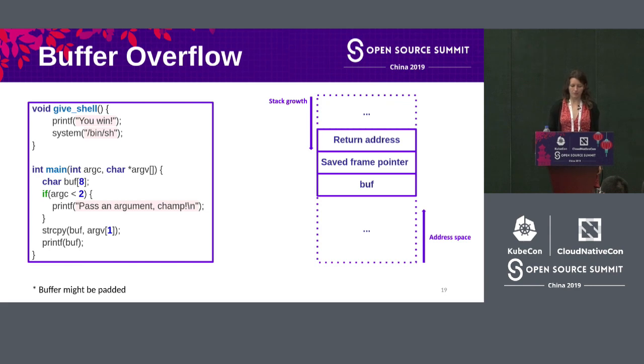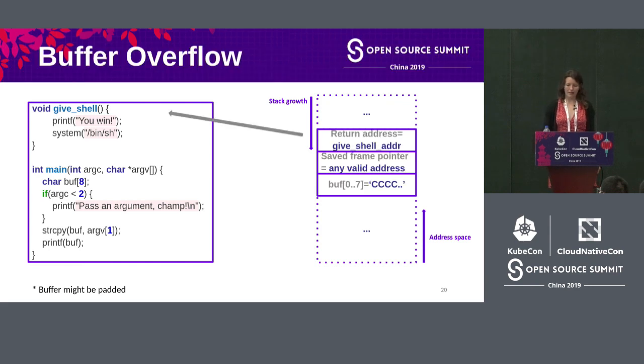So what we want to do is use a buffer overflow to overwrite the return address of the usual function with our give_shell function, which gives us all the rights. Basically, after the buffer overflow, we don't care what is in the buffer. We want to put any valid address into the saved frame pointer, or sometimes you don't care. And we just want to be sure that at this address on the stack, we have the give_shell address later.